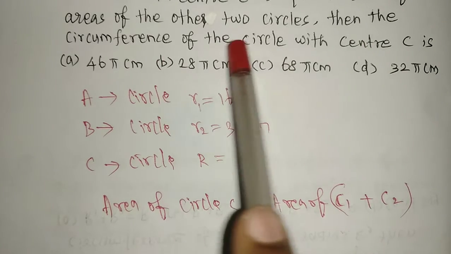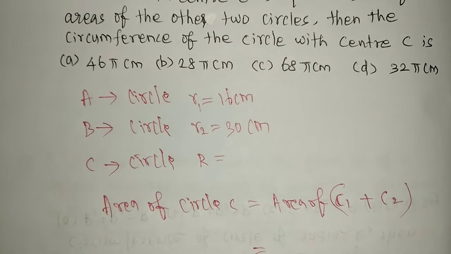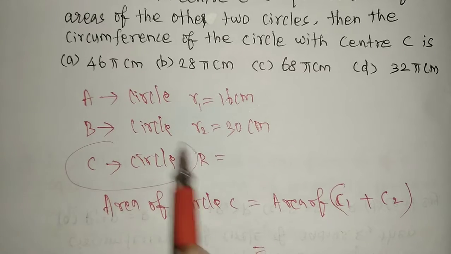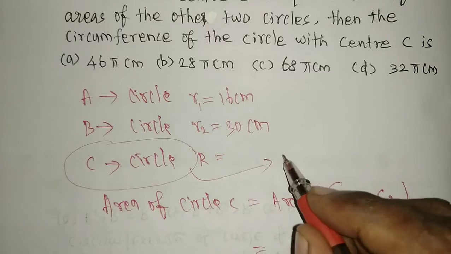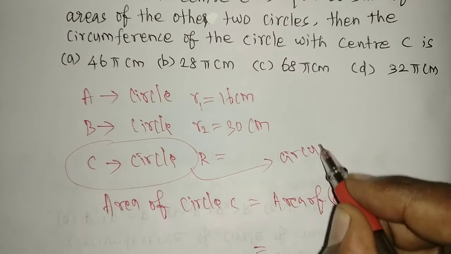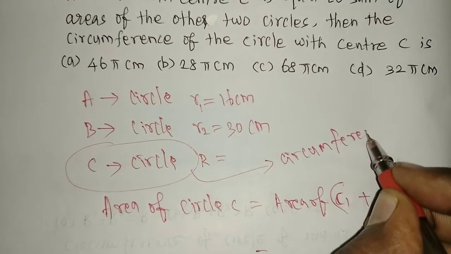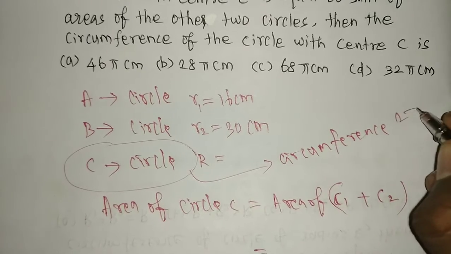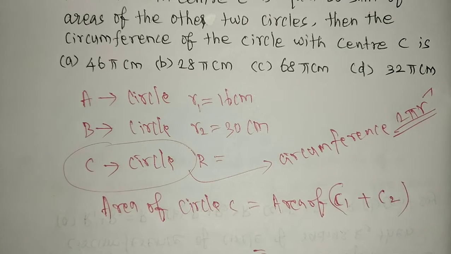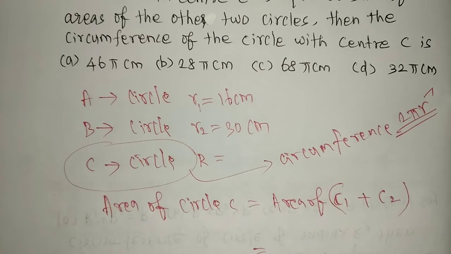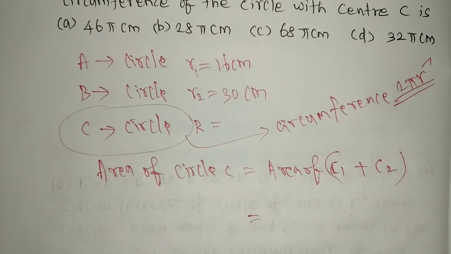Then the circumference of the circle with center C. For this circle, they are asking the circumference. The formula is very important here. It is 2 pi r, so we must need the r value. From this given condition, we will go for finding the R value. Then you will understand all the things.